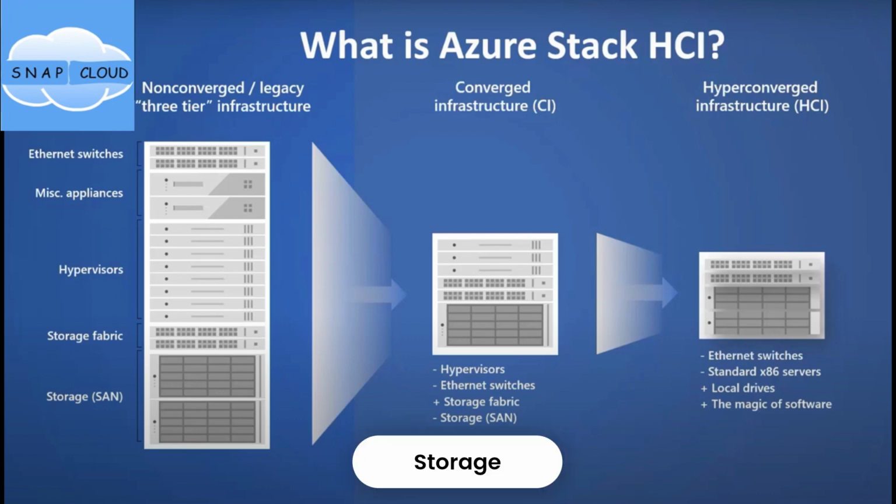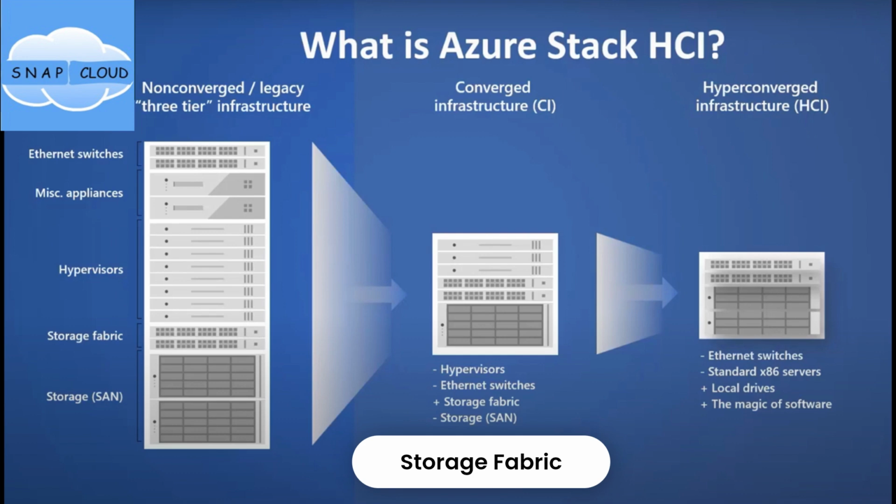Storage. Legacy means a separate SAN or NAS, big, expensive, and usually over fiber channel. Converged still uses shared storage, but it's pre-integrated with compute. Hyperconverged flips the game. It uses local disks inside each node and pulls them into a shared storage system using software like Storage Spaces Direct or Virtual SAN.